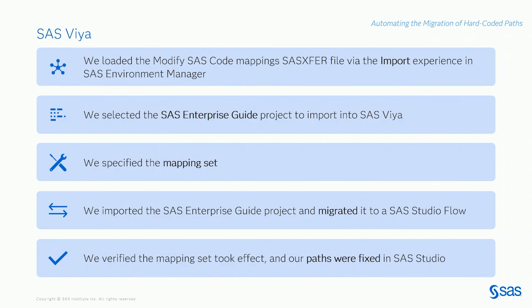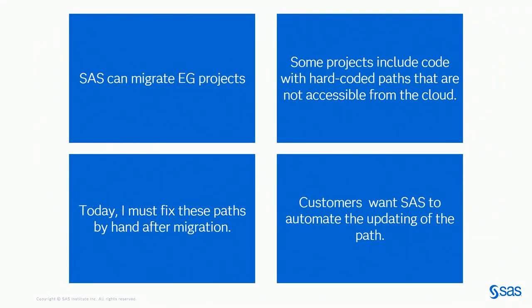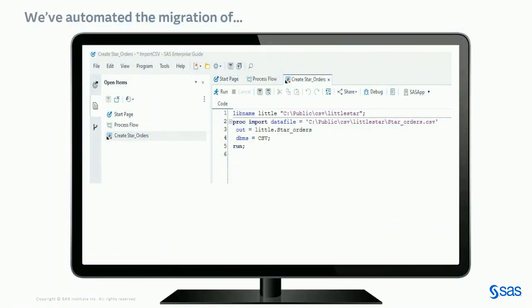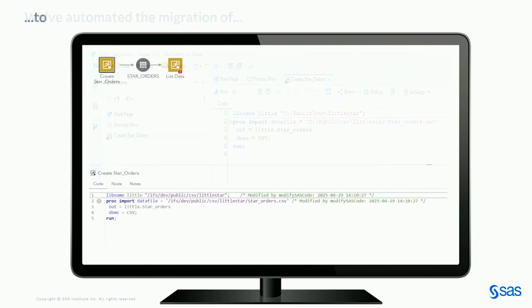So if you remember, we had this problem. I said we could migrate Enterprise Guide projects. Enterprise Guide projects often have hard-coded paths. I used to have to fix them by hand, and it looks like SAS can do it for me. So we are able to take this view in Enterprise Guide that I'm sure some of you have seen, and we changed it to that.